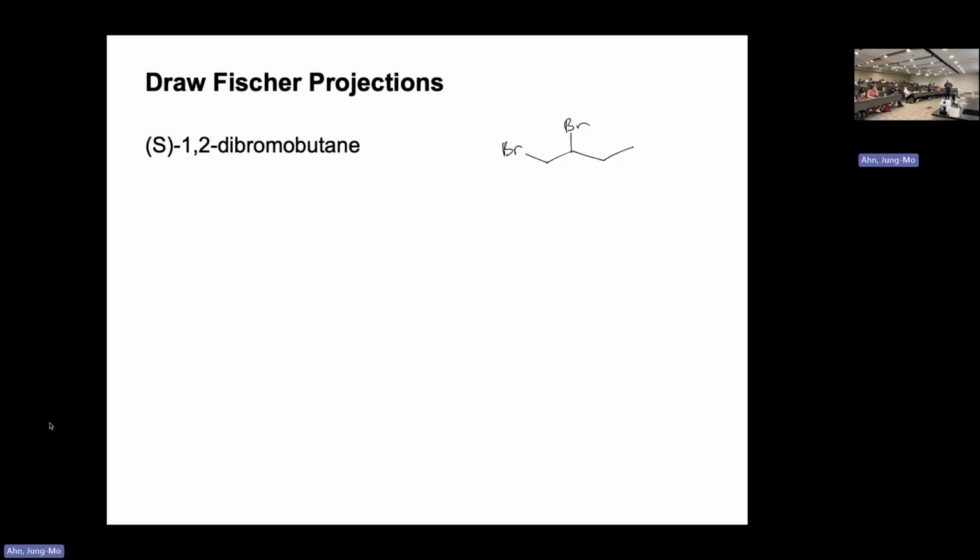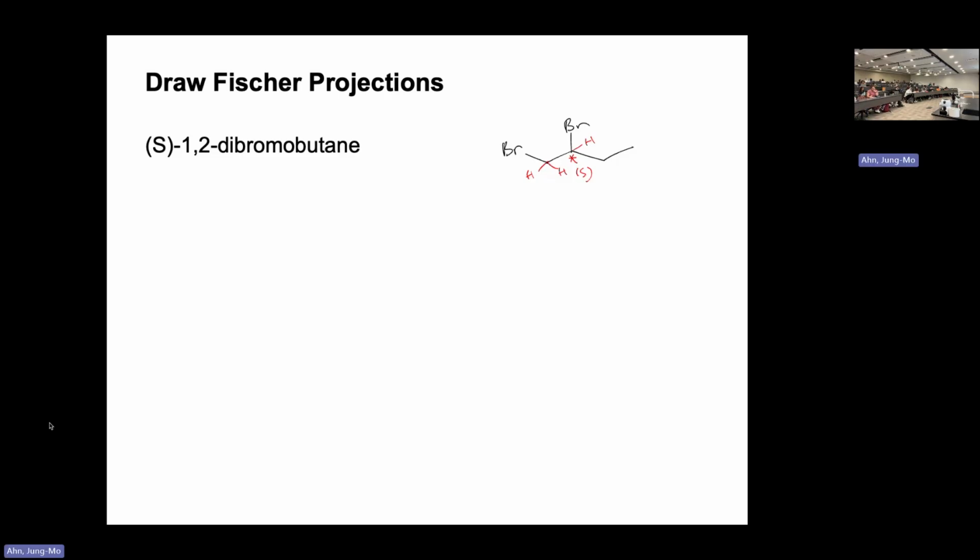This one, you've got the 2 hydrogens there. Anytime you've got 2 of the same thing, it won't be a stereocenter. So carbon number 1 is not a stereocenter. S doesn't apply to carbon number 1. S applies to carbon number 2, because that's the one with the 4 different substituents.